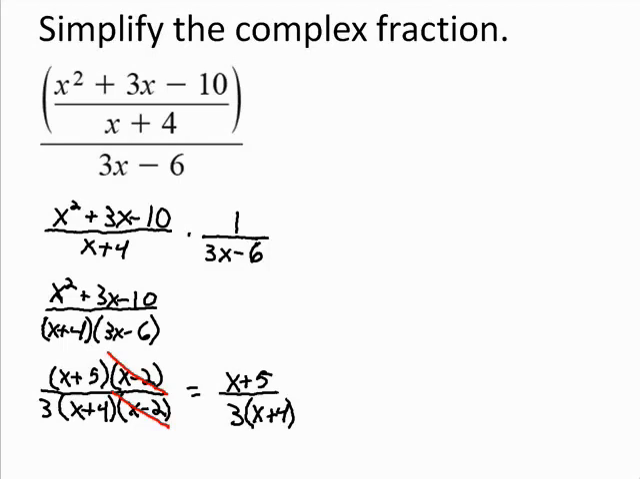This expression has to have the same domain as the original expression. In the original expression, there is an x minus 2 in the denominator, so x minus 2 cannot be equal to 0. Add 2 to each side. X cannot be equal to 2. The simplified expression is x plus 5 divided by 3 times the quantity x plus 4, where x is not equal to 2.